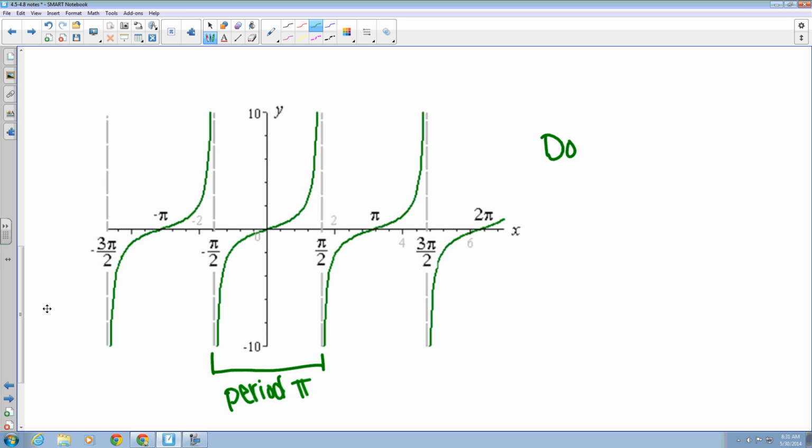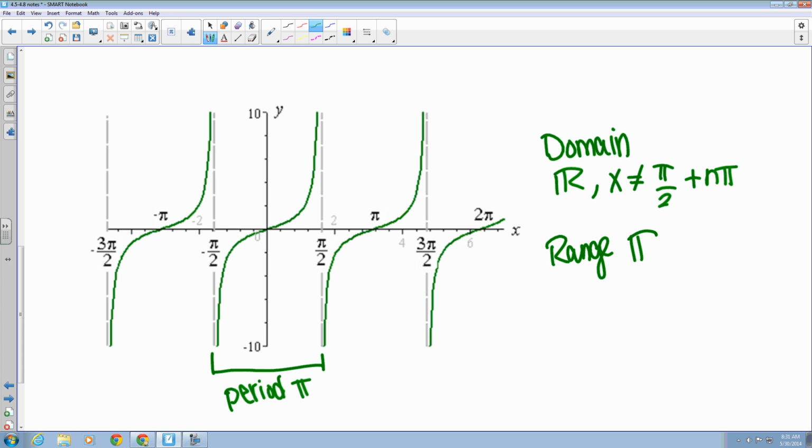The domain is everything except pi over 2 plus n pi. That way we don't have to write a lot of them down. We can just say that it starts repeating itself every pi, starting at pi over 2, where n is any integer, so it could go negative as well. But the range is everything, right? It's all real numbers. There's nothing that the range couldn't be.